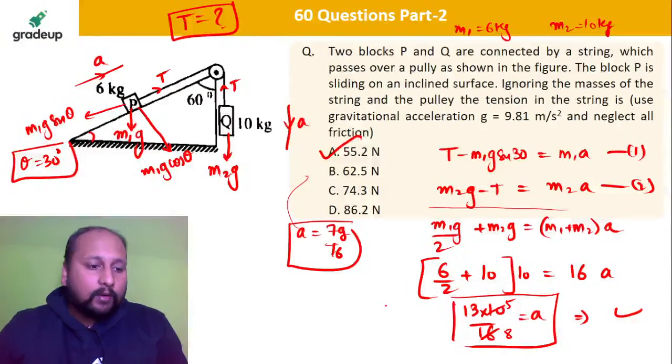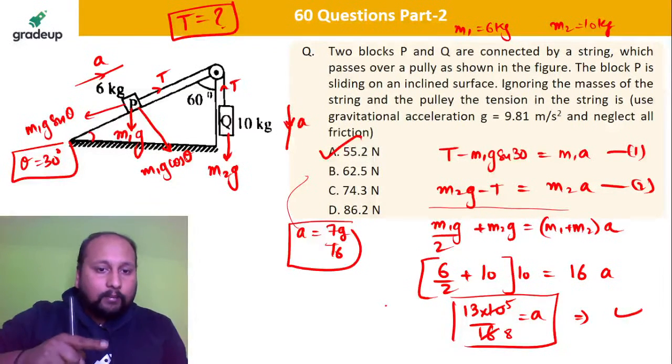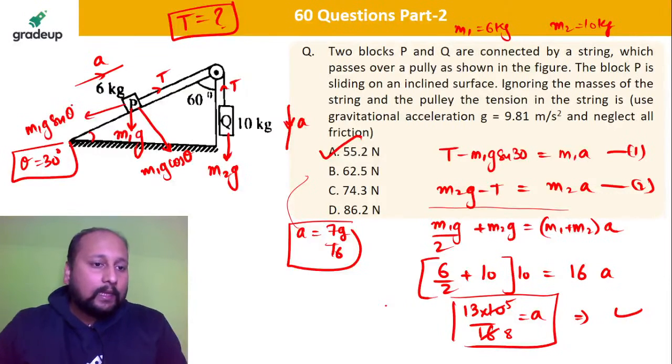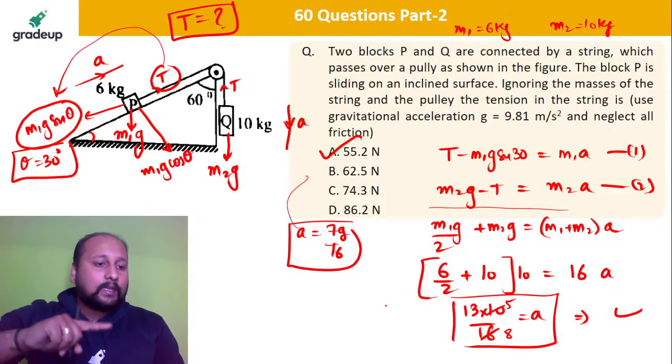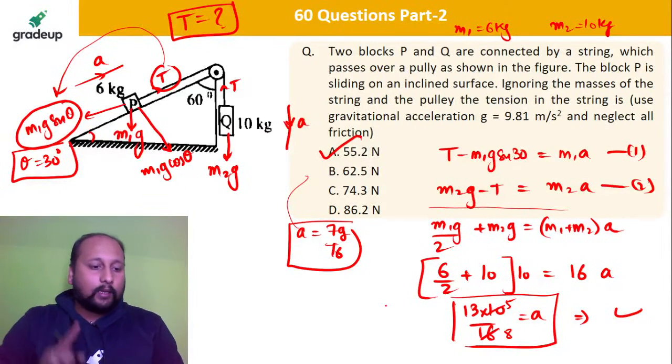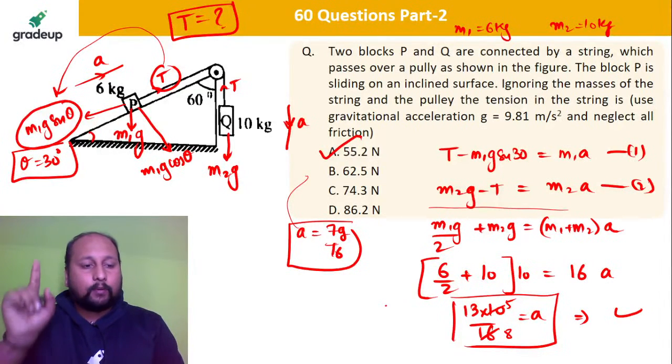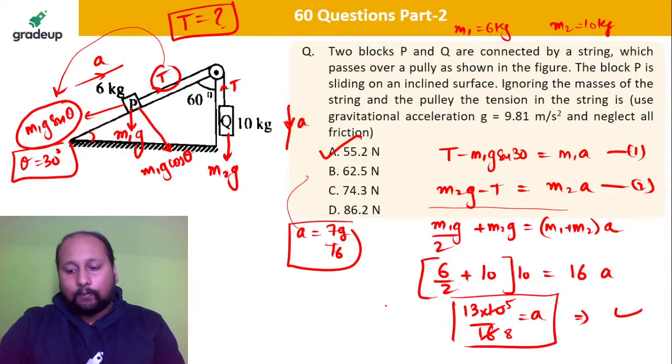In this case, body was moving downward, so M2g minus T is equal to M2a. In this case, tension was dominant over M1g sine theta, so T minus M1g sine 30 is equal to M1 into a. Is this clear? Very basic concept. We call this method D'Alembert's principle, and you can definitely apply it.